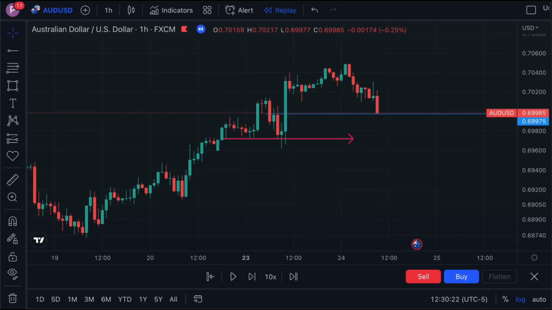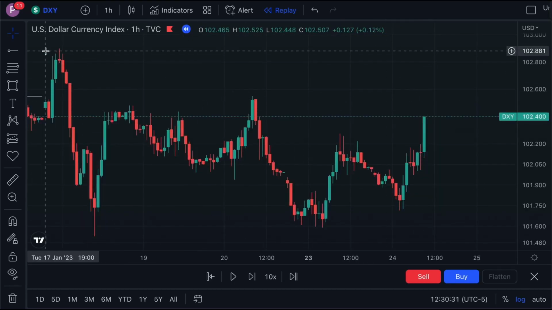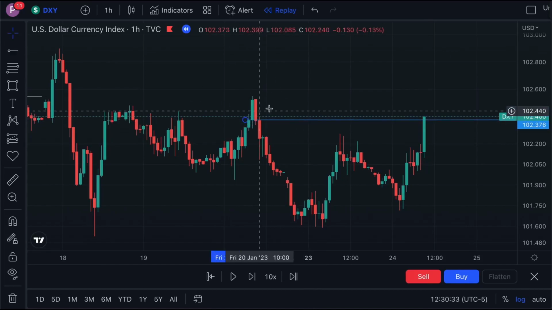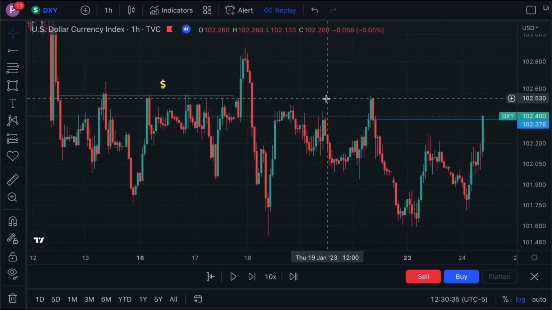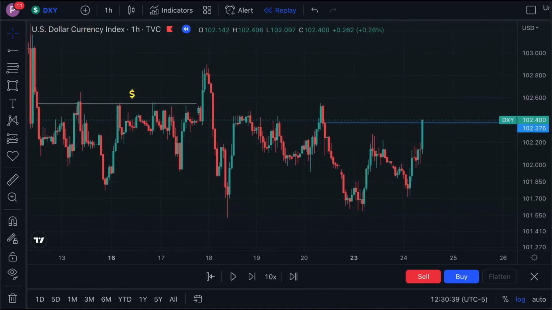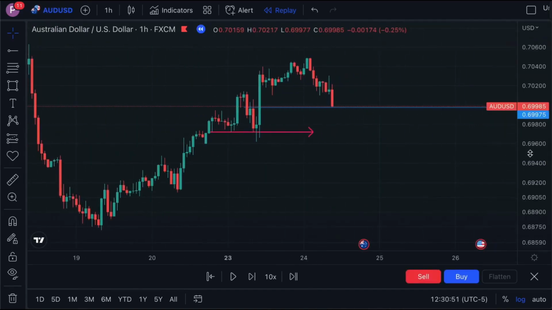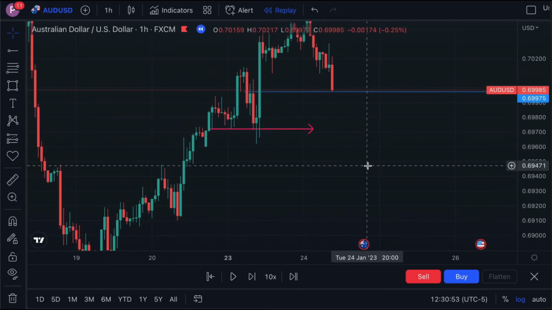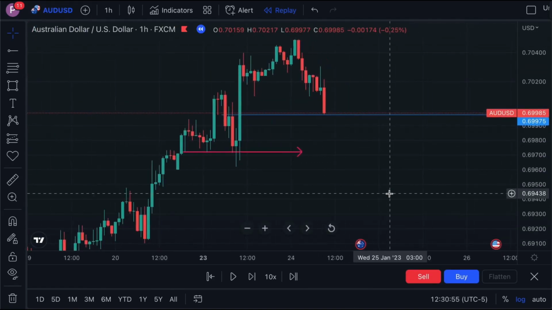Going to DXY now. On DXY, we have this 9 a.m. January 23rd, and I saw this 1 hour order block. Like I mentioned, guys, I was bearish on DXY for the reasons mentioned previously. So on AU, we are at a support area. On DXY, we are at a resistance area.